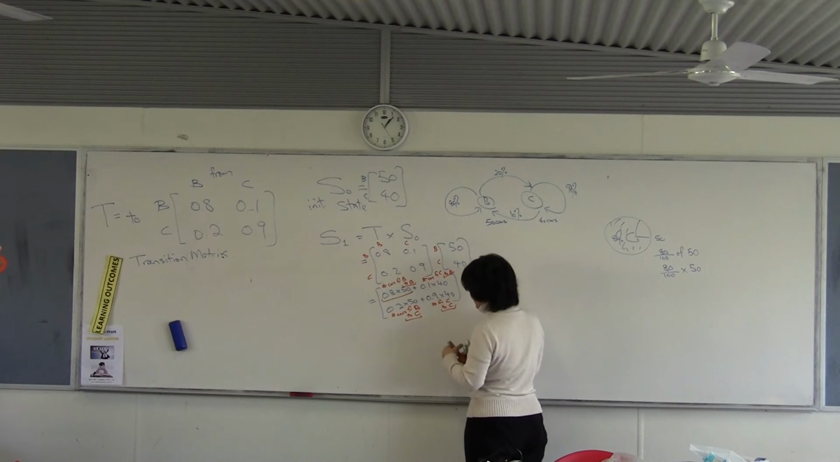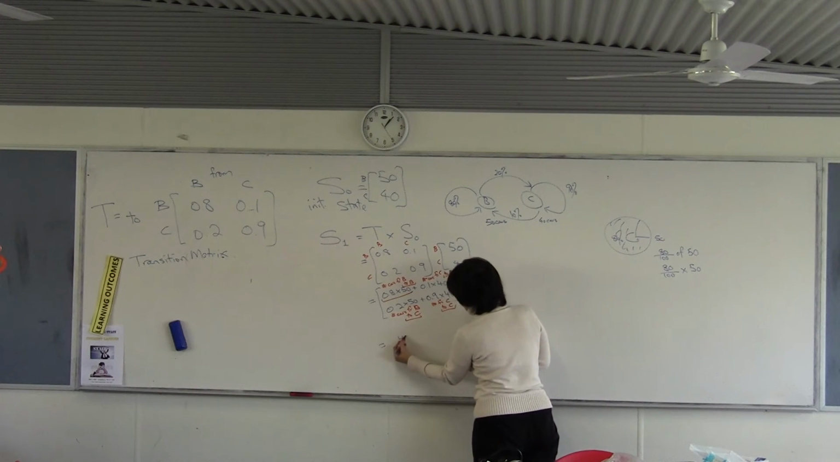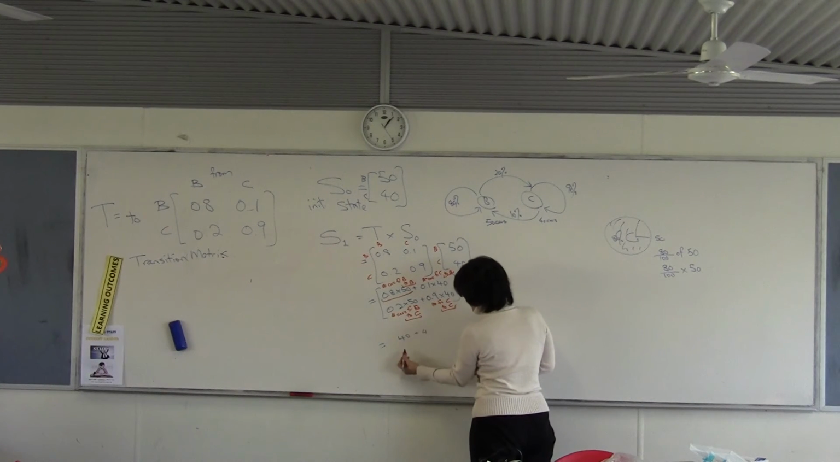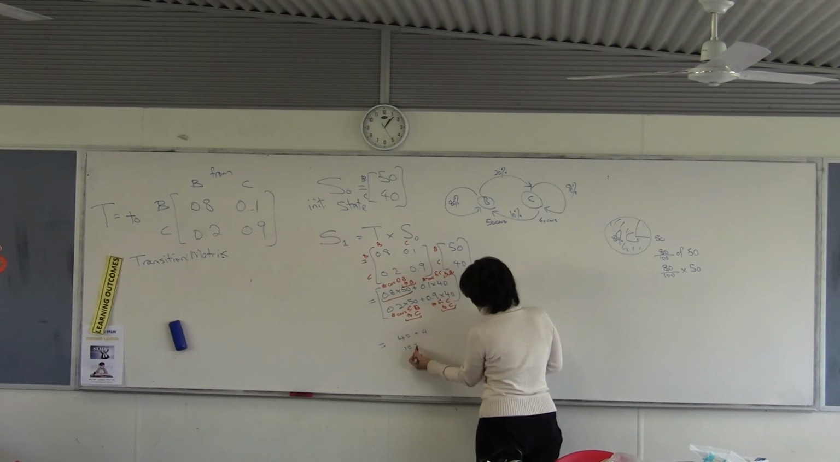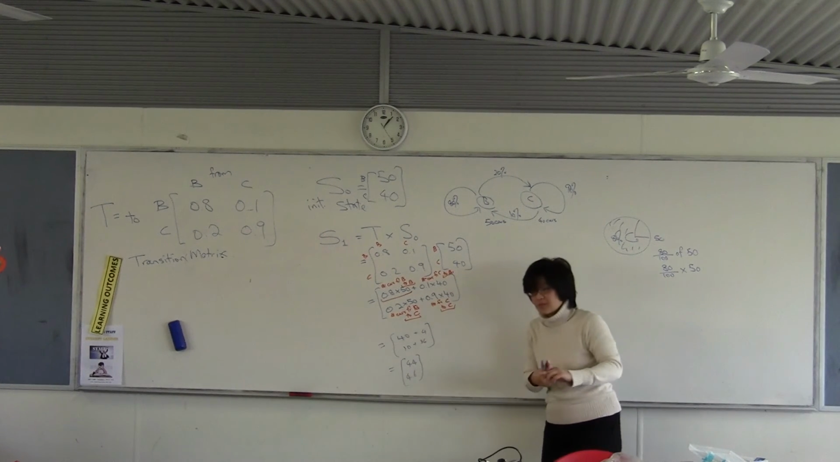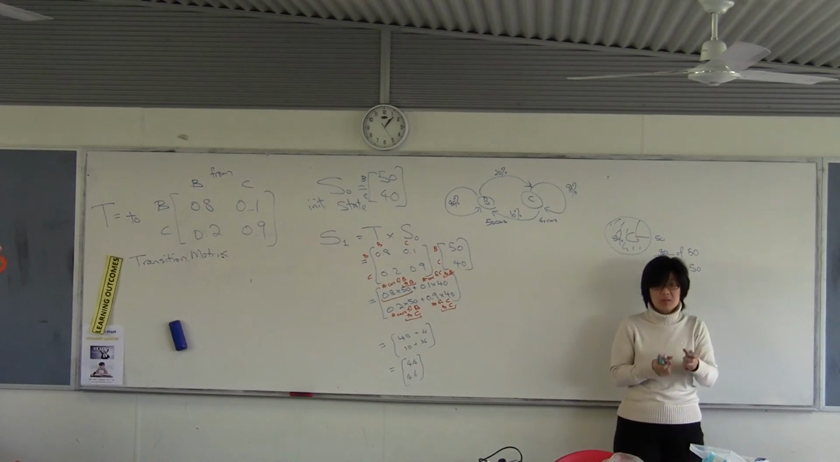0.8 times 50, so it should be 40. 0.1 times 40 is 4, plus 40 is 44, and 10 plus 36 is 46. So you got 44 and 46. So far, okay with that?